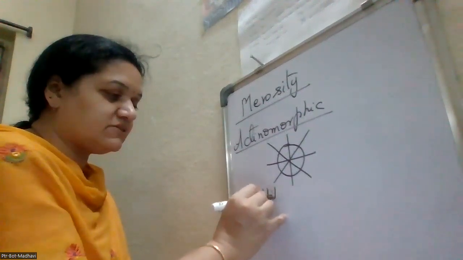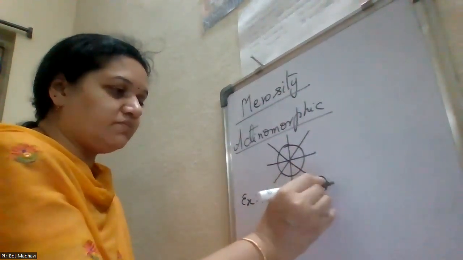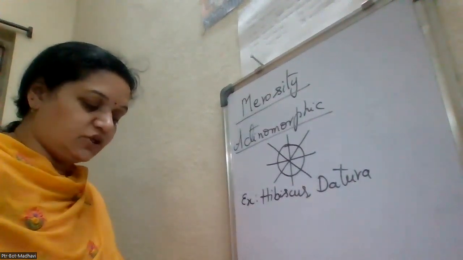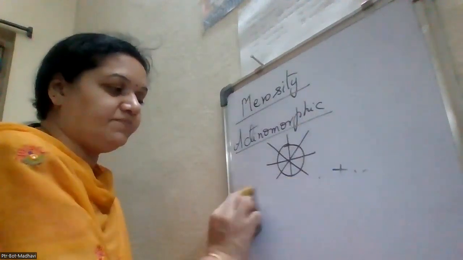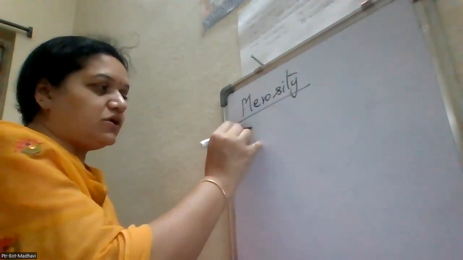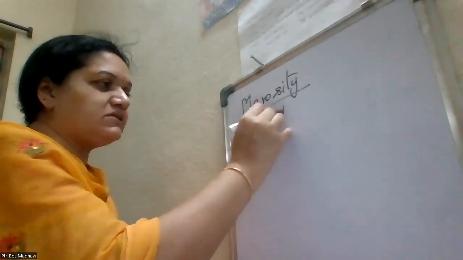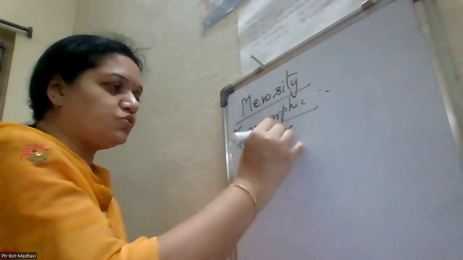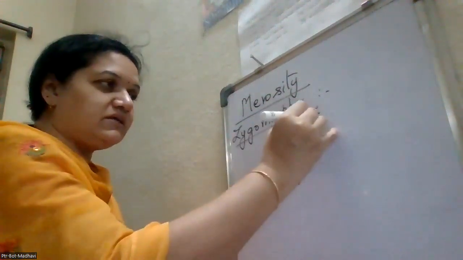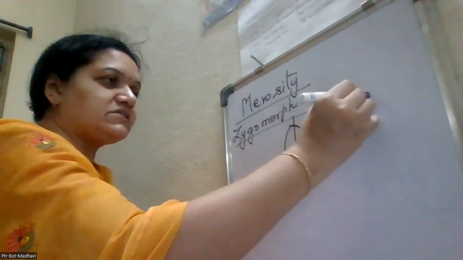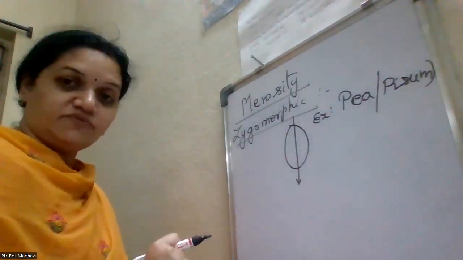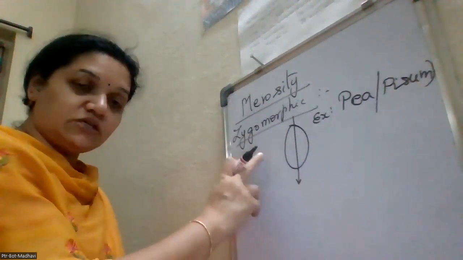Examples for this are hibiscus, datura. These are the examples of the actinomorphic flower. When the flower can be divided into two equal parts in a single vertical plane, that is called as the zygomorphic. The next one is the zygomorphic. Zygomorphic means when the flower can be divided into two equal parts in one single vertical plane. In this, the best example is the pea plant or Pisum. Pea is the common name, Pisum is the scientific name. In the Fabaceae family, we'll see these zygomorphic flowers.